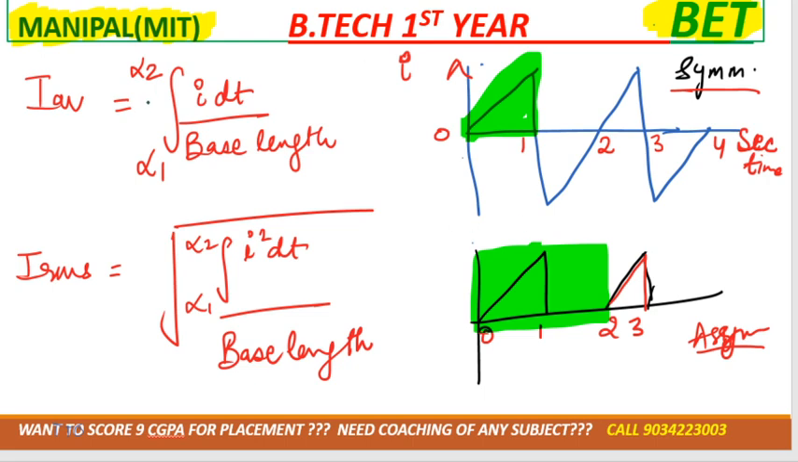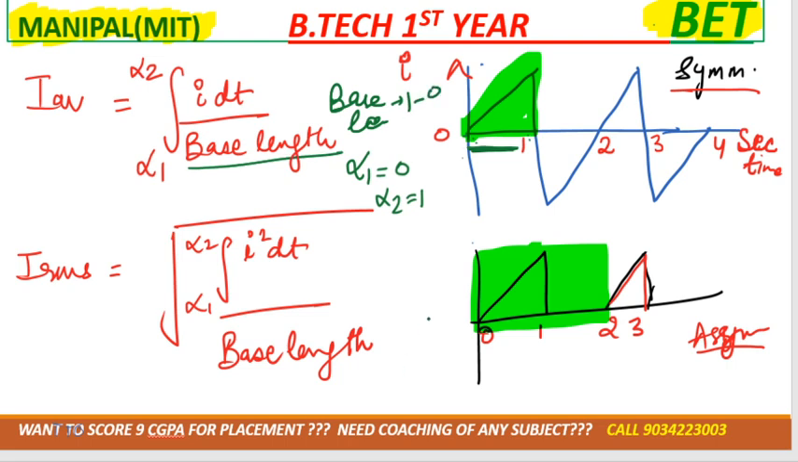Now see, as I told you, like if I want to take the output of this one, so in this case alpha 1 it is 0 and alpha 2 it is 1 because it varies from 0 to 1. So alpha 1 is 0, alpha 2 is 1. Now base length is how much? Base length is this one. We have to take the difference, it is 0 to 1. So in this case base length is 1 minus 0.